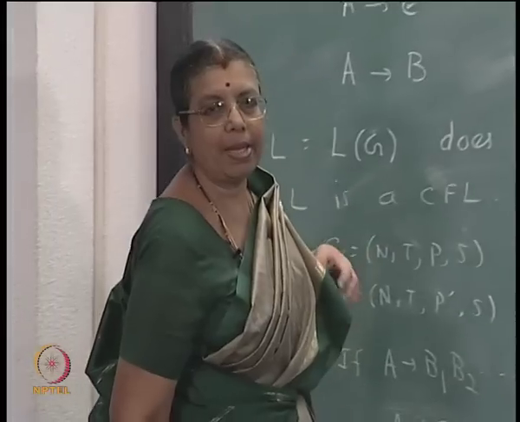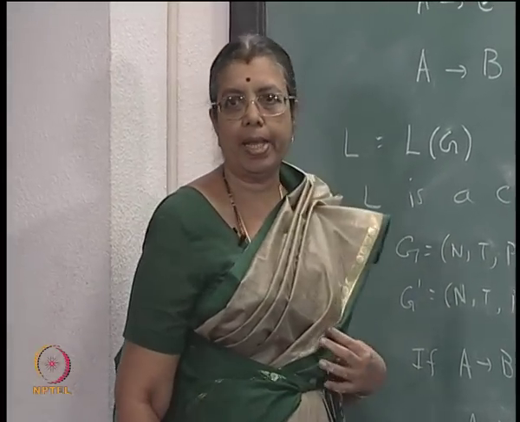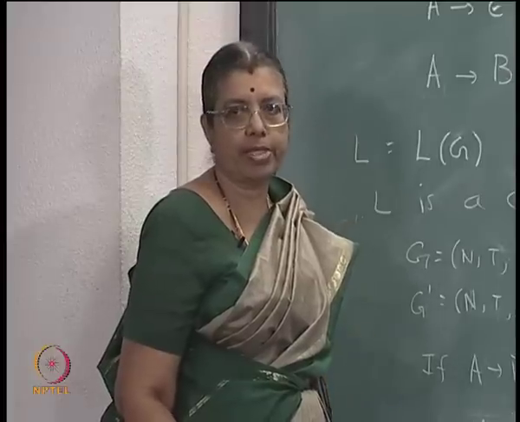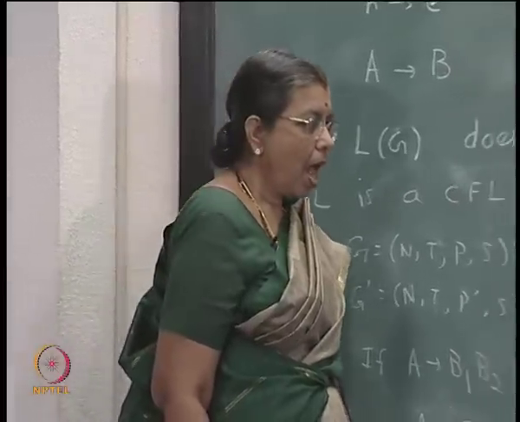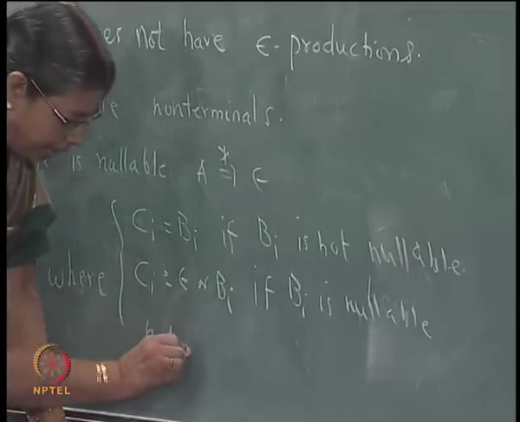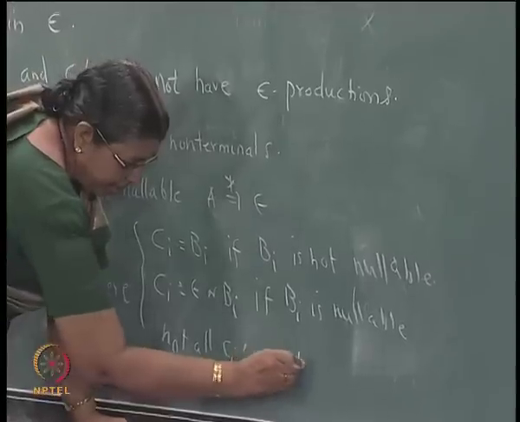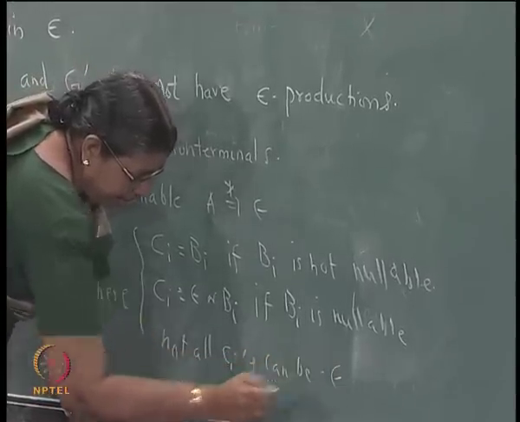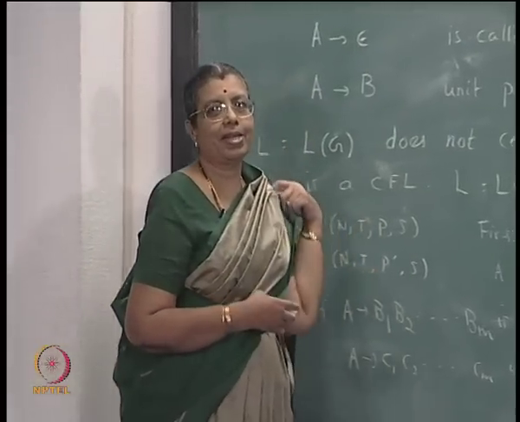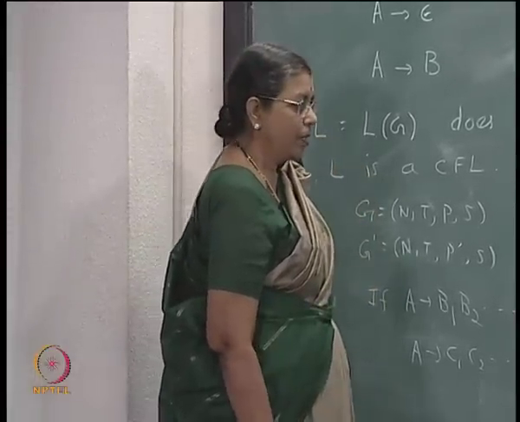If it is a nullable non-terminal, you have two choices: either you keep it or you remove it. Both possibilities you have to consider. But not all the Ci's can be epsilon. You cannot make all the Ci's epsilon, because then that means the right hand side is epsilon, is it not? So that possibility you should not consider.